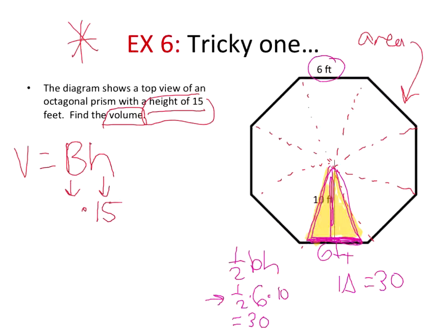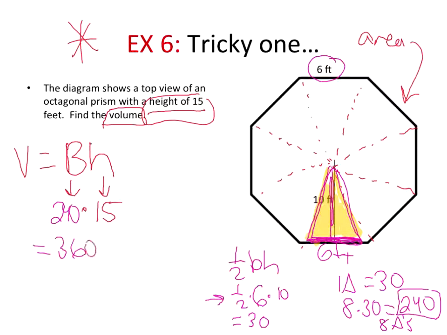How many total triangles do I have? 8. So I have to do 8 times 30. So 240 is all 8 triangles. So my big B is 240. 240 times 15 gives me 3,600 feet cubed for my volume.